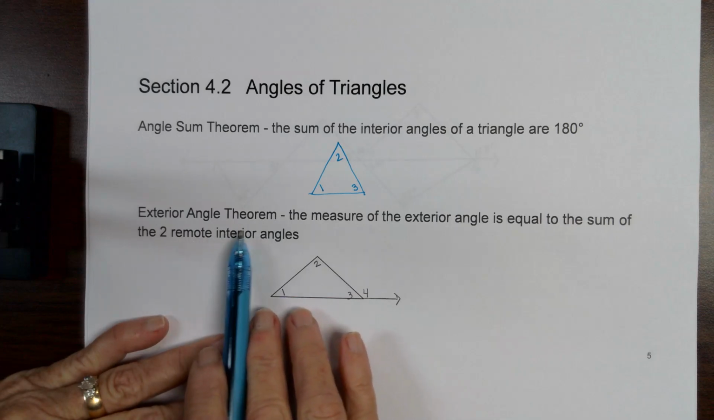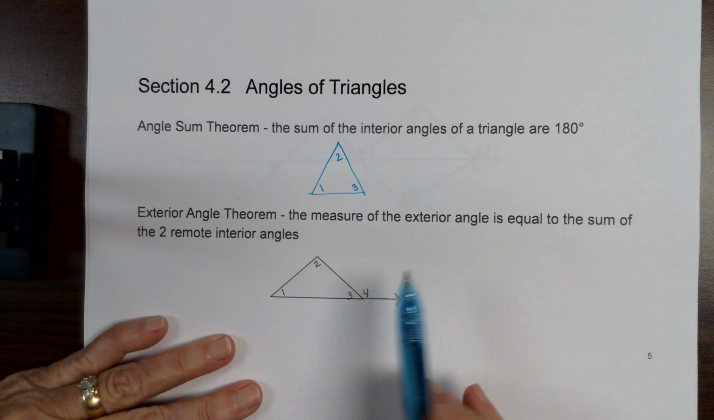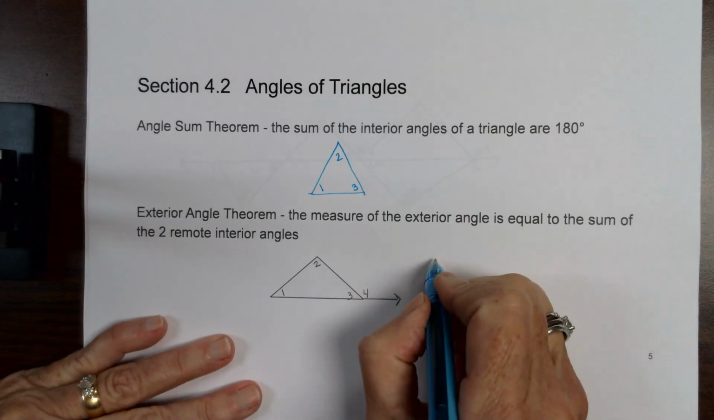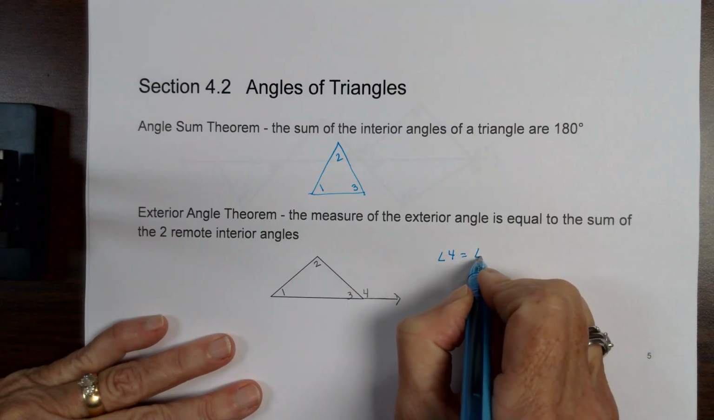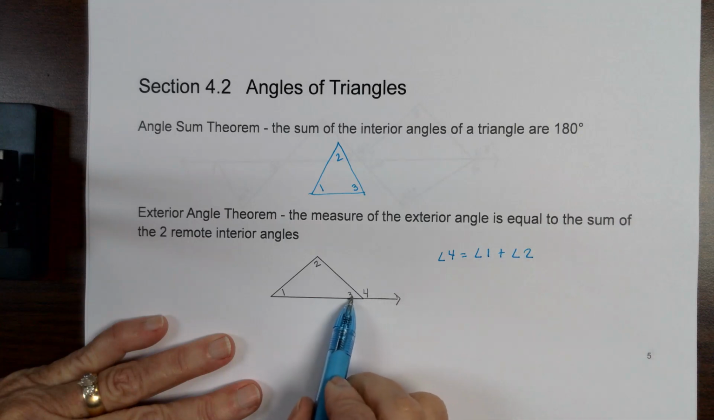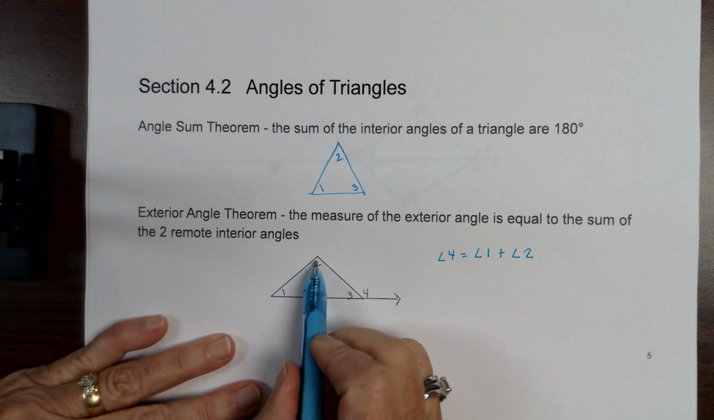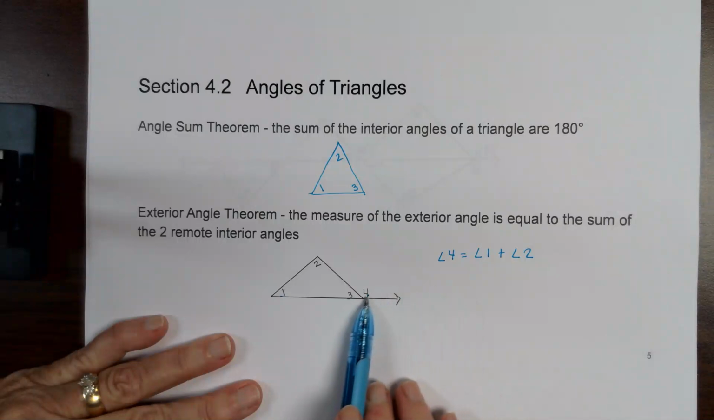The exterior angle theorem: the measure of the exterior angle is equal to the sum of the two remote interior angles. So angle 4 is equal to angle 1 plus angle 2. Remember, it's not this angle, it's the ones that don't touch angle 4. So 1 plus 2. You could also figure 4 by the fact that this is a linear pair.